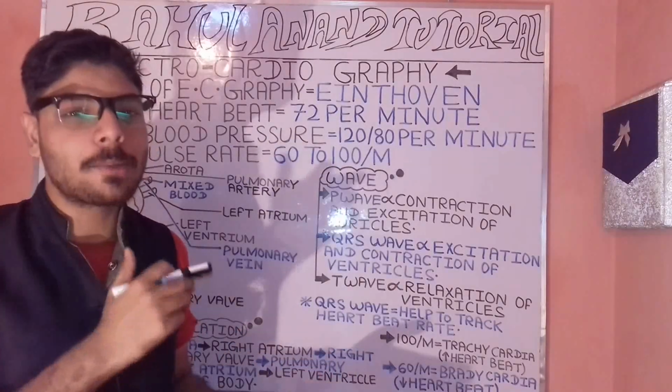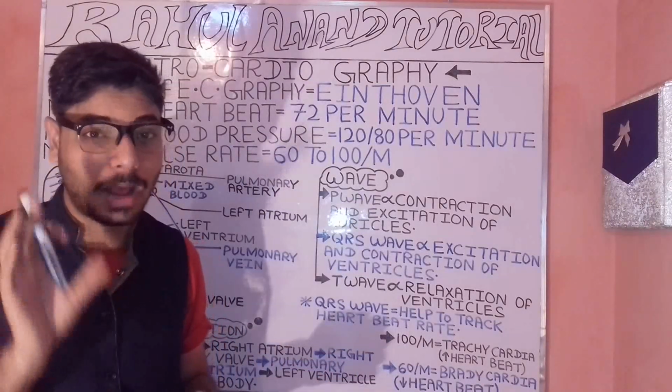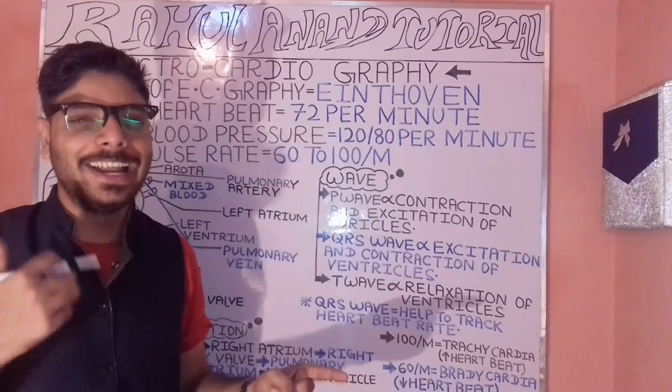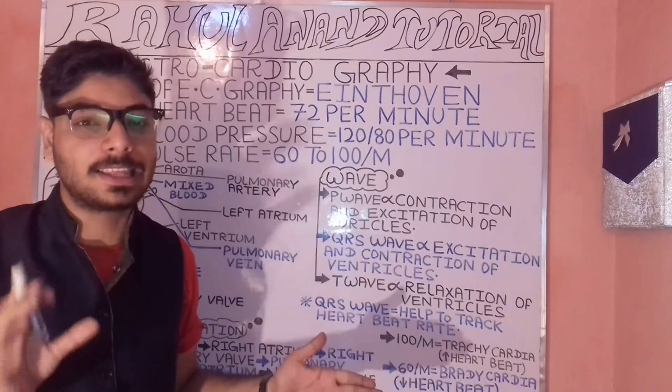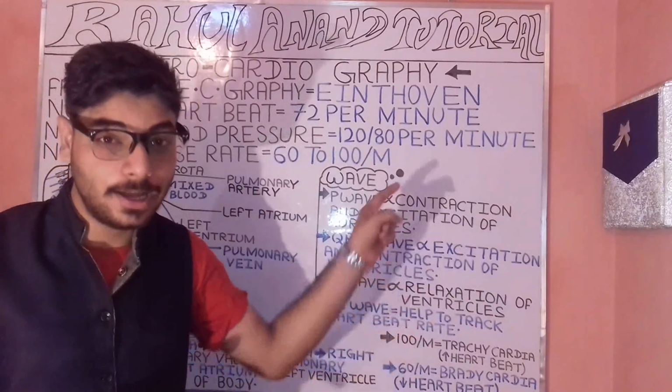Now, when we are talking about the electrocardiogram, you have to remember the father of the electrocardiogram. Who was he? His name is Einthoven. You could often find it on the board, Einthoven.